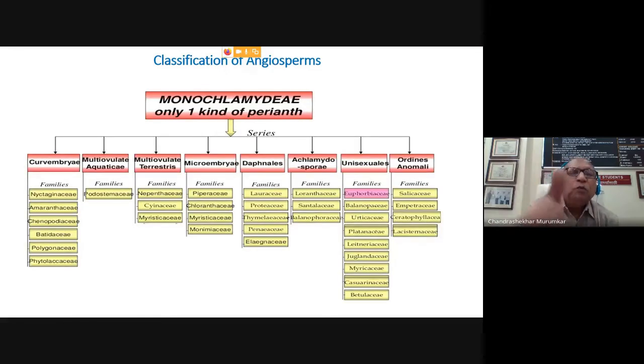Obviously, these are the Monochlamydeae, that is in the dicot group, where the position was uncertain and they had the perianth. So: Curvembryeae, Multiovulatae Aquaticae, Multiovulatae Terrestres, Microembryeae, Daphnales, Achlamydosporeae, Unisexuales, and Ordines Anomali. Even at that time, he had some problems in placing the families, like the families Ceratophyllaceae and Salicaceae, which were placed in this order.